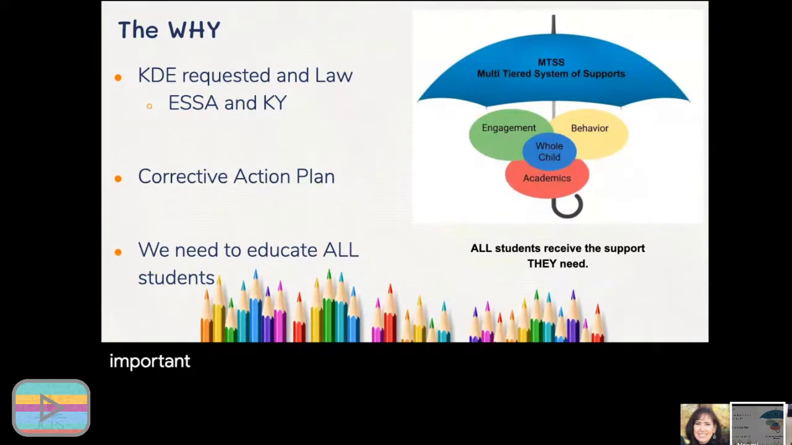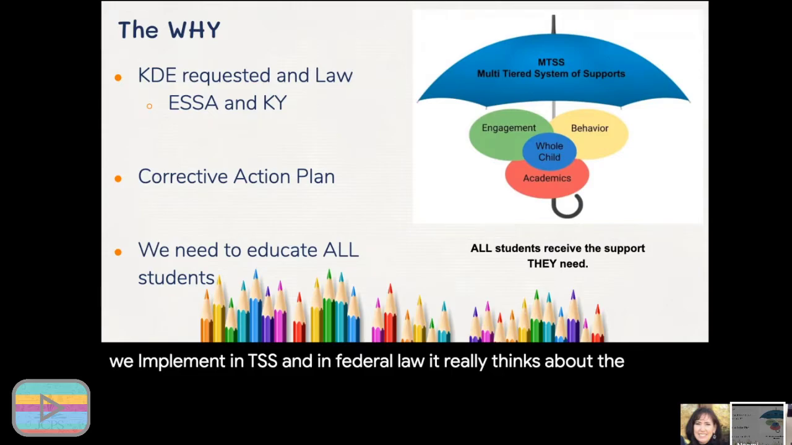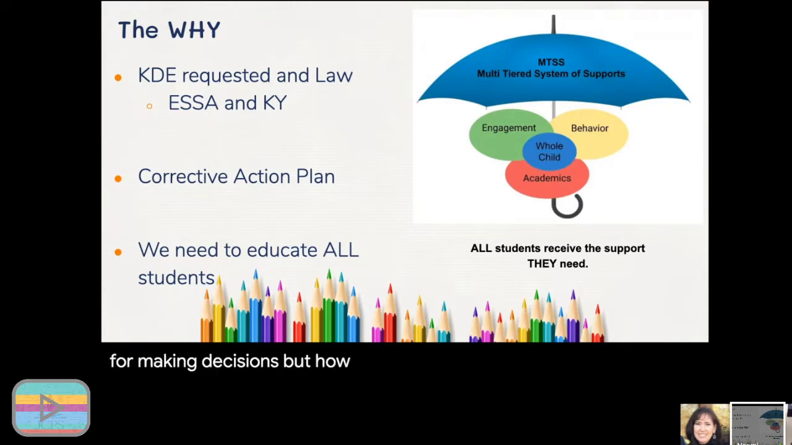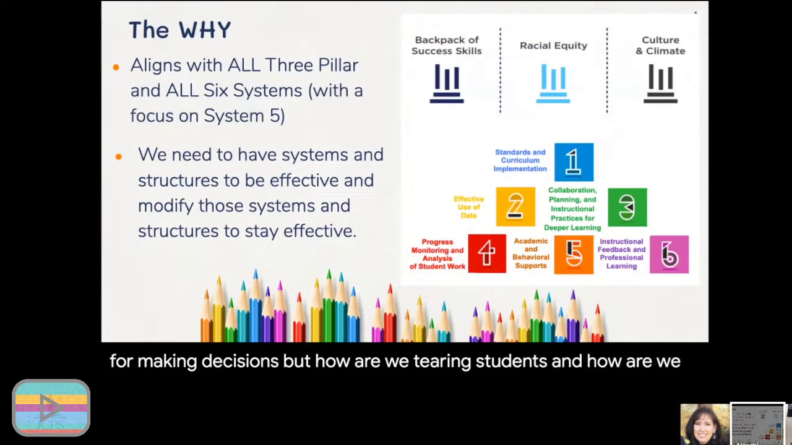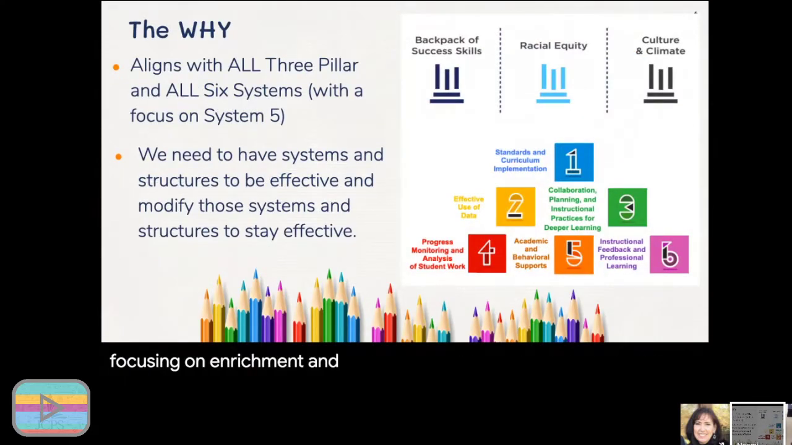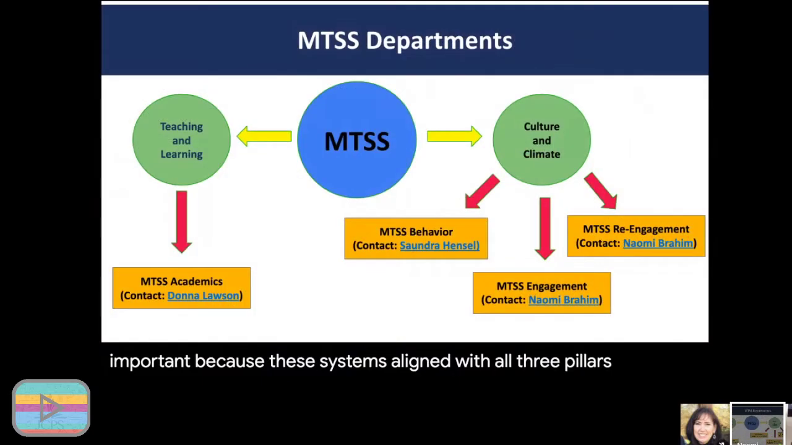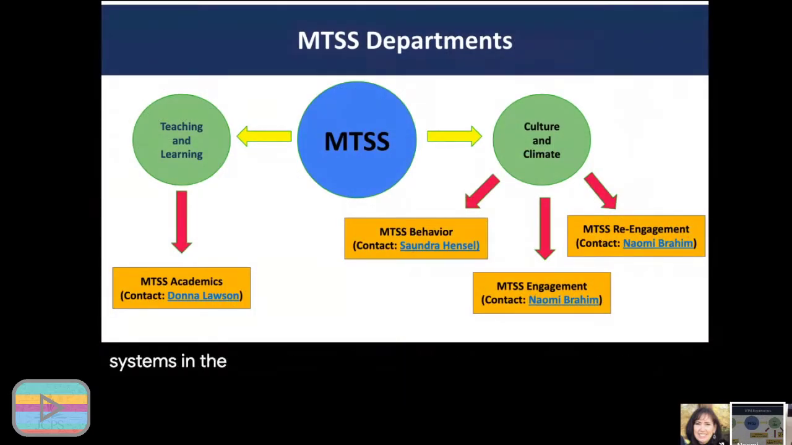Why is this important? It's important because this is federal law. It's also state law that we implement MTSS. And in federal law, it really thinks about the process for making decisions, but how are we tiering students and how are we focusing on enrichment and interventions? It's also important because these systems align with all 3 pillars and all 6 systems in the 6 systems for improving the learning environment.